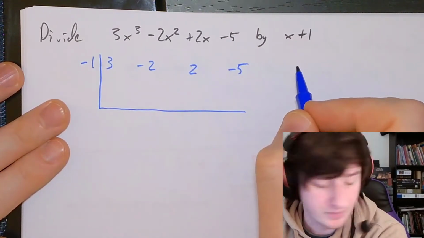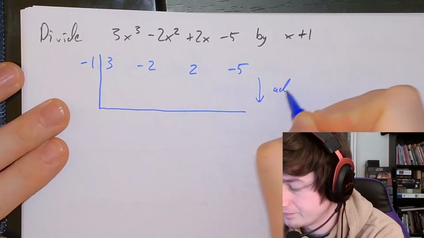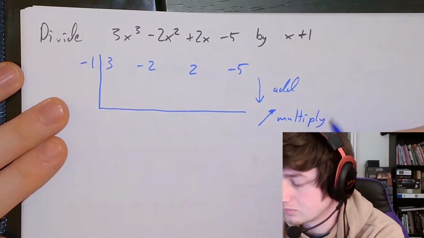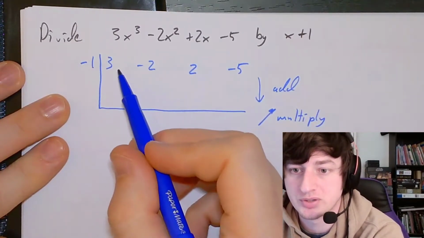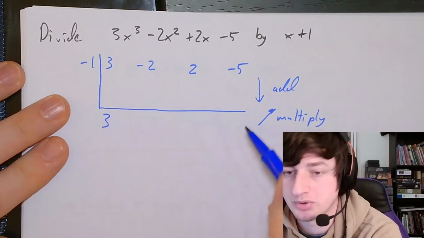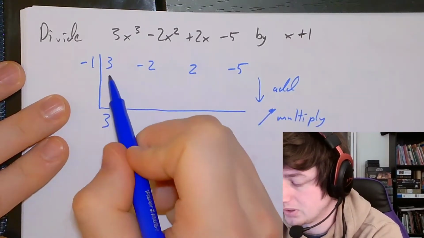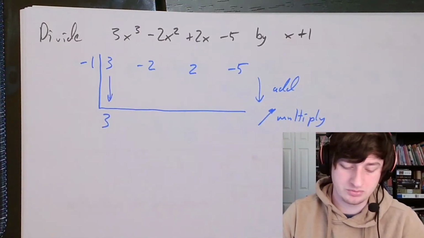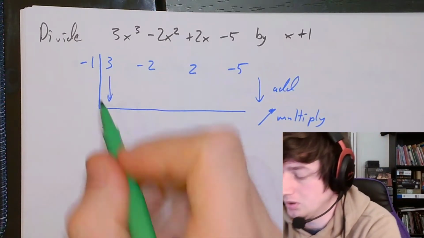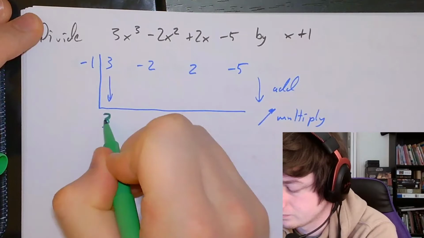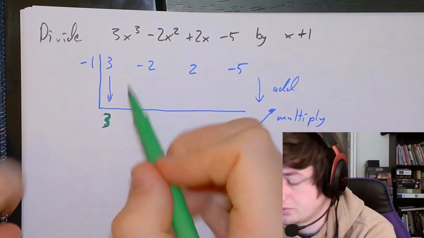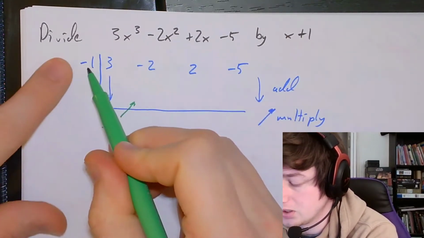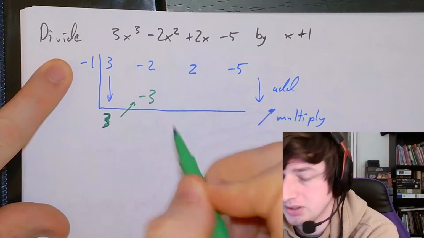Okay. And then we're going to add down. And then we're going to multiply diagonally. So my first step is just add down. So this is the first number, 3. Just bring that one down. Don't need to draw the arrows, but we can. Let me switch colors while we're working the problem out. So 3. We're going to multiply 3 times this number. And we're going to multiply this way. So -1 times 3 would be -3.